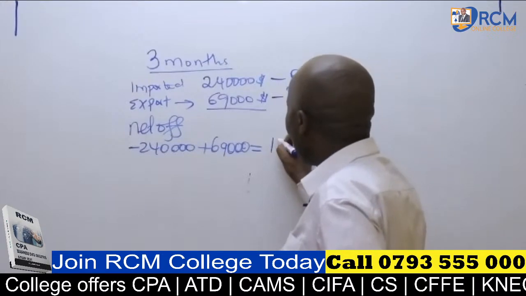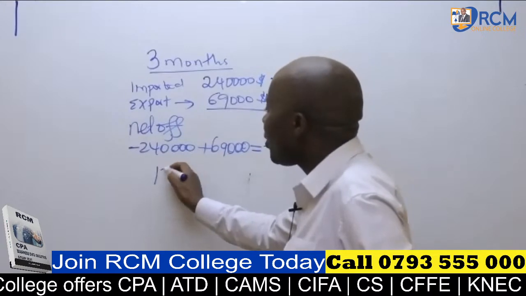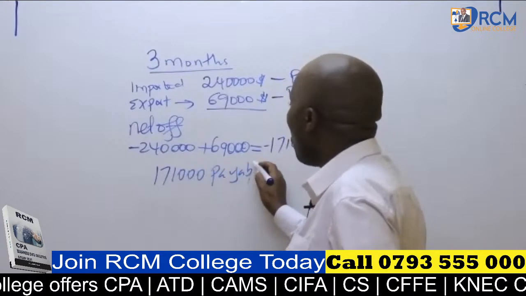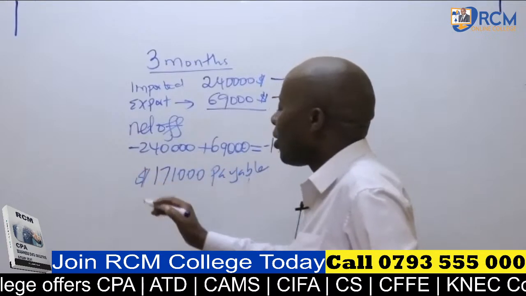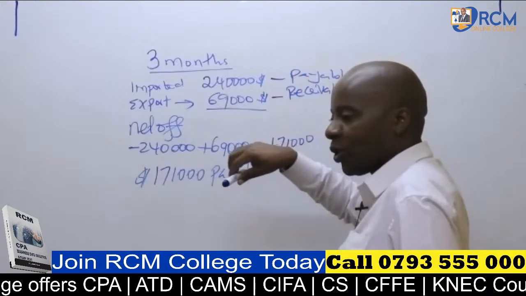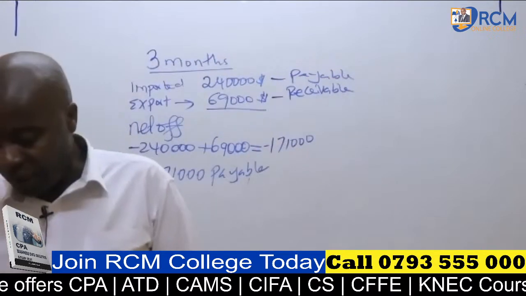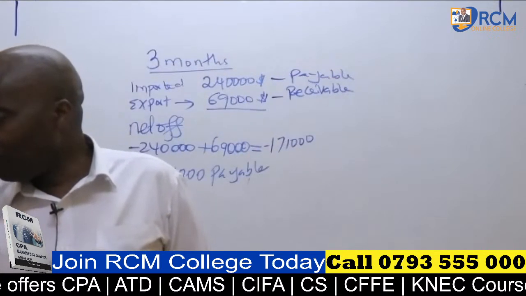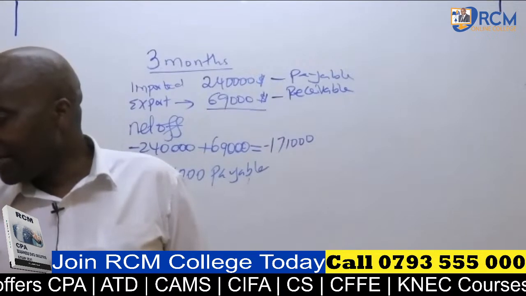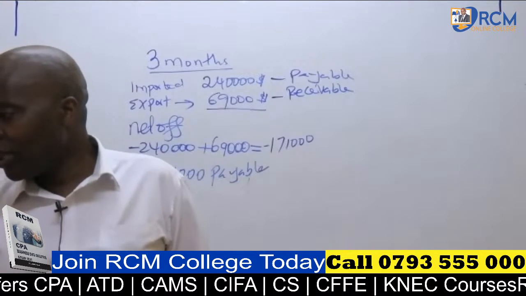171,000 negative, meaning that this is 171,000 net payable. These are dollars, 171,000 net payable because of the negative. It shows at the end of the day, we'll be required to do what here? To pay. At the end of the day, we shall be required to pay. It's a net payable.